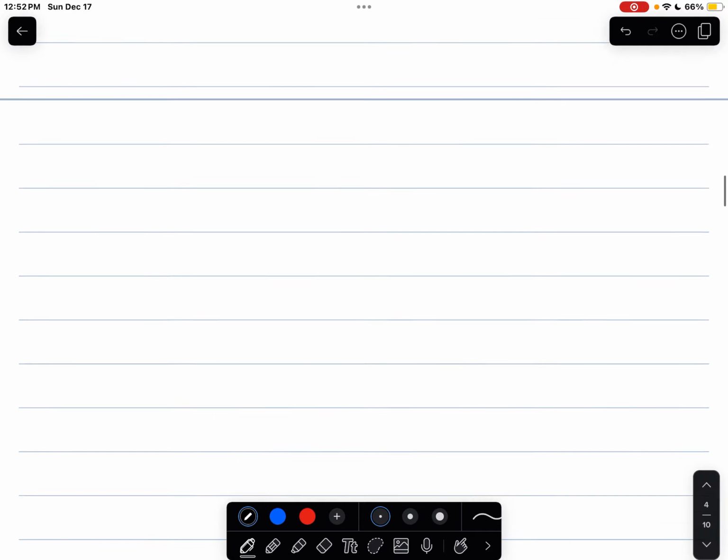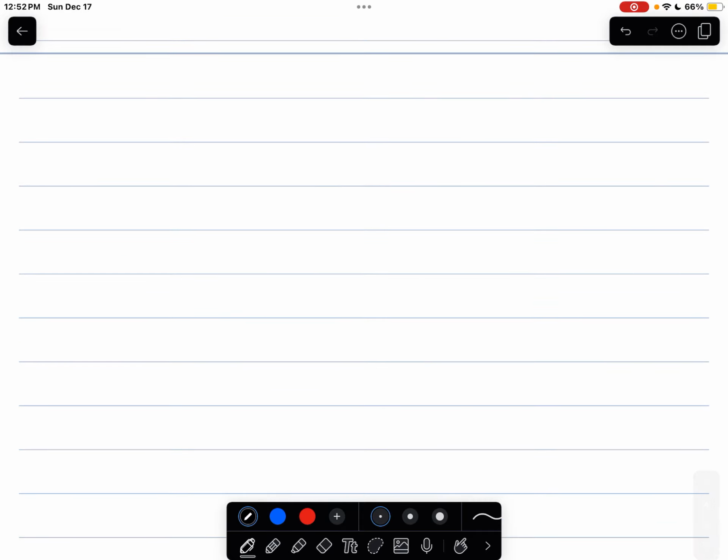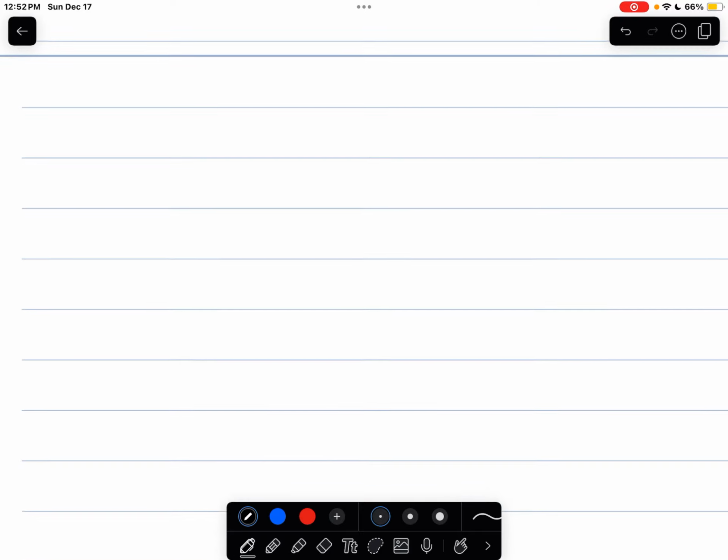Okay, for part I, to calculate the acceleration of the system, I'm going to write my equations first.